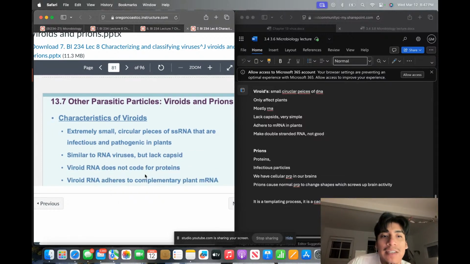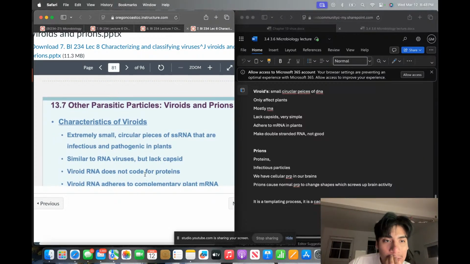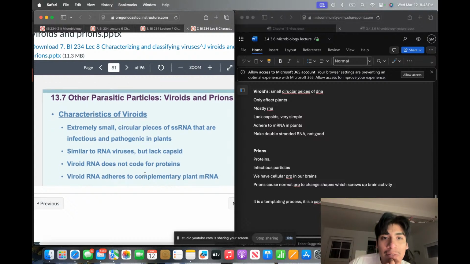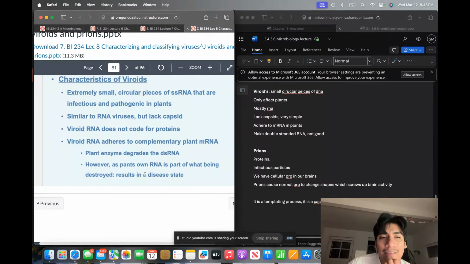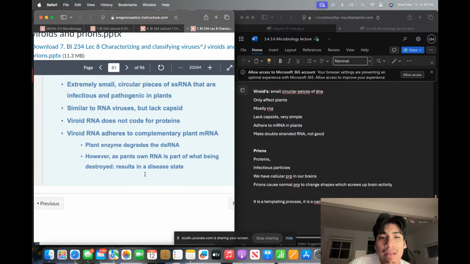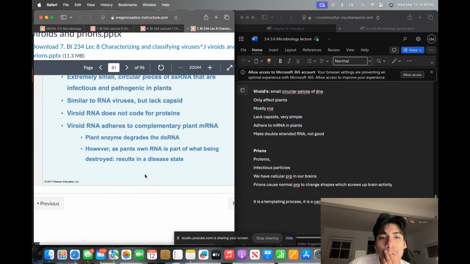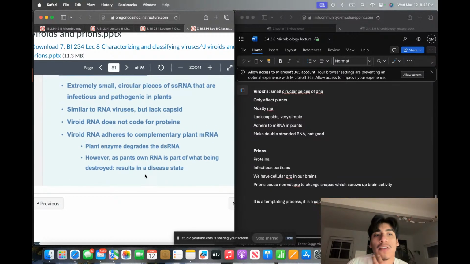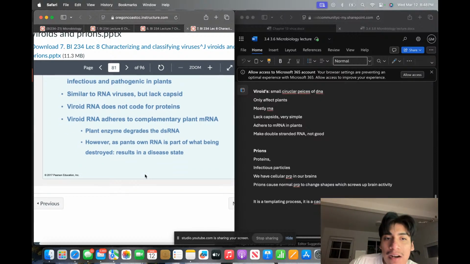So here we have some more characteristics of viroids, which is different from virion. Viroids are extremely small circular pieces of single-stranded RNA that are infectious and pathogenic in plants. Viroids are similar to RNA viruses but lack a capsid. That's super interesting because that means they're literally just nucleic acid particles hanging out. Viroid RNA does not code for proteins. Viroid RNA adheres to plant mRNA, and that's how it infects it.